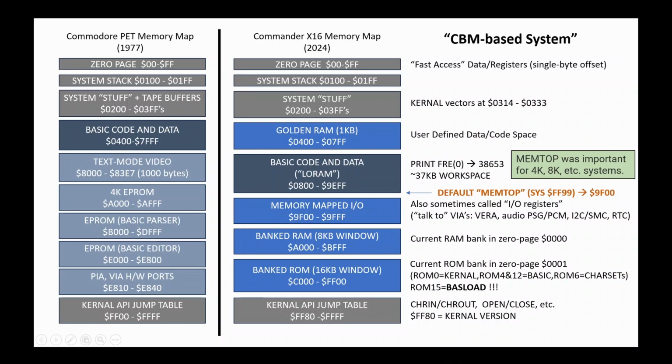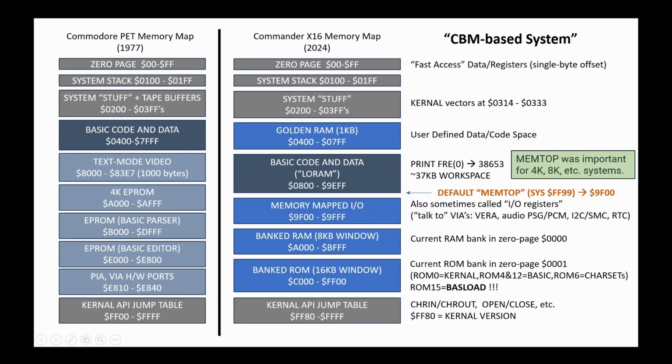For most of the 6502-based systems, they're all going to start with a zero page. Even the Apple II has that set up. There's a system stack at the next 256 bytes after that, and then there's some system stuff. The kernel will use these regions of memory for things that it's handling. The interrupt vectors are in there. On the PET, there were a couple of tape buffers.